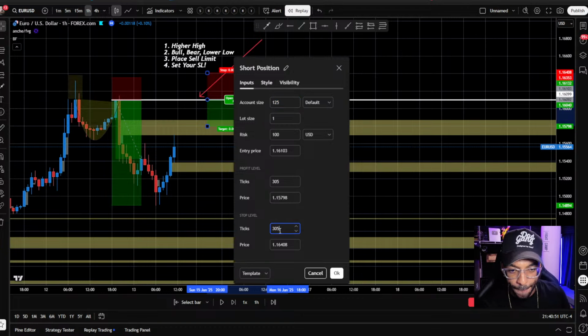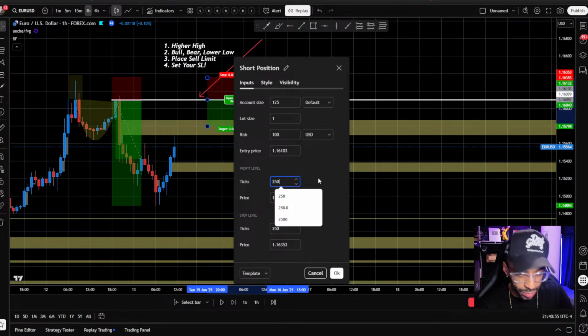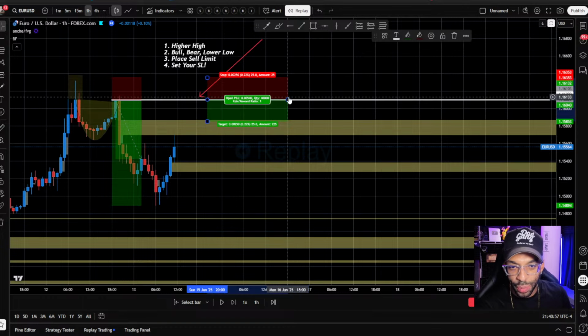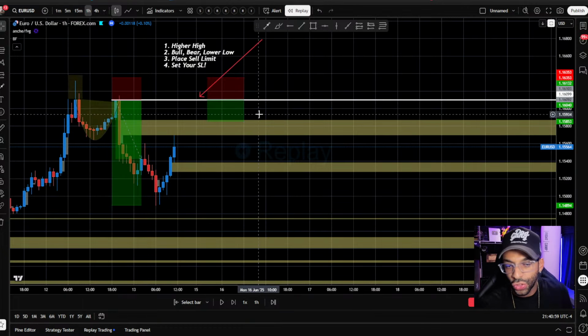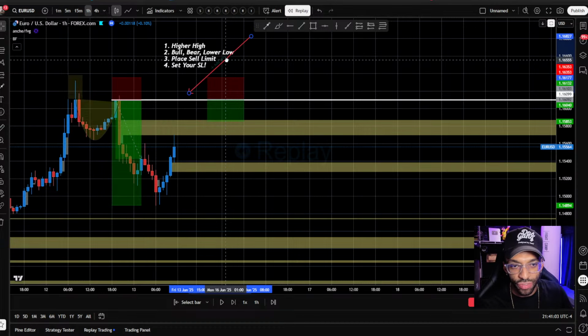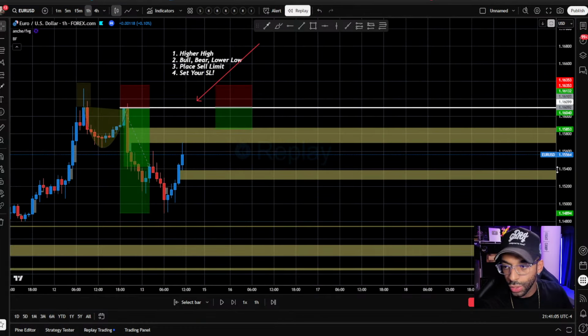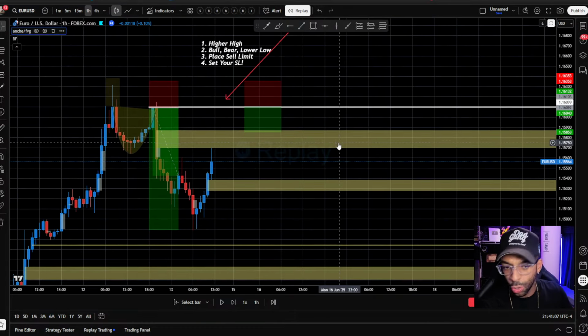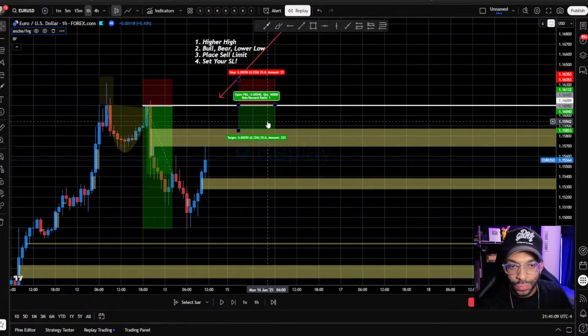Okay, set the stops. 250, which is 25 pips. And again, I'm just using a 25 pip example. If you guys want, you can use a 30 pip example. I wouldn't do less than 25 pips. I like that 25 pip mark. Okay, 30 is a little pushing it, but it still works. Okay, so boom.